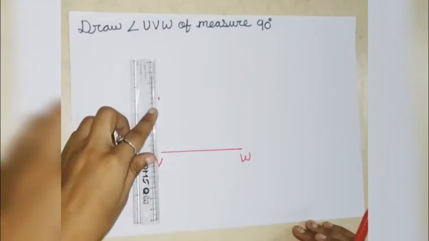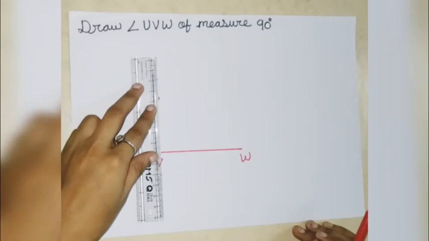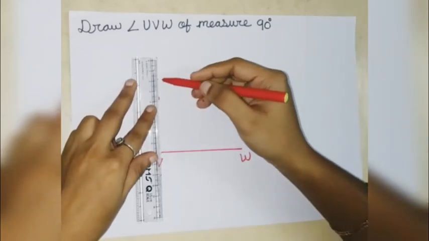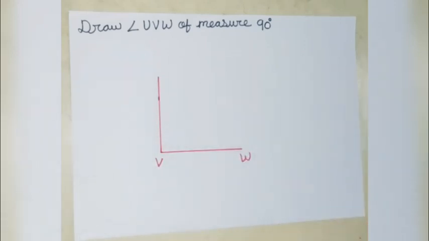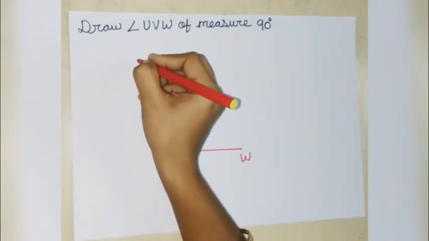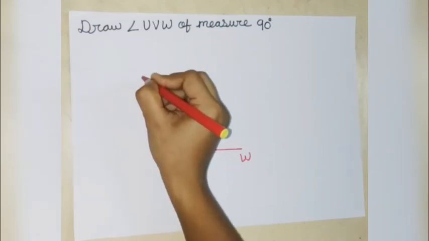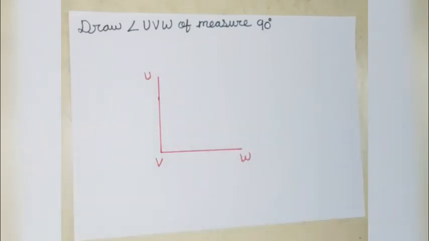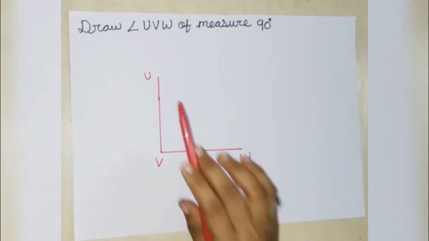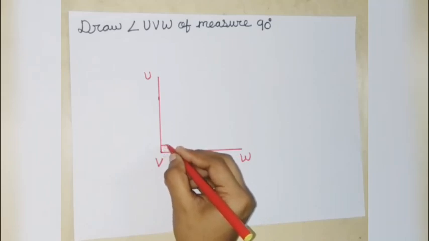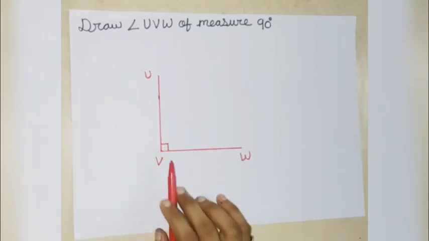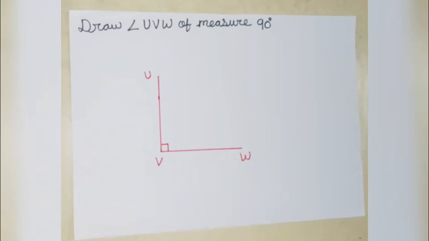Now, here you are having point. Draw this line. Name the point U. So children, here angle UVW is angle of measure 90 degree. For 90 degree, we use this box sign. It means this angle is of 90 degree.